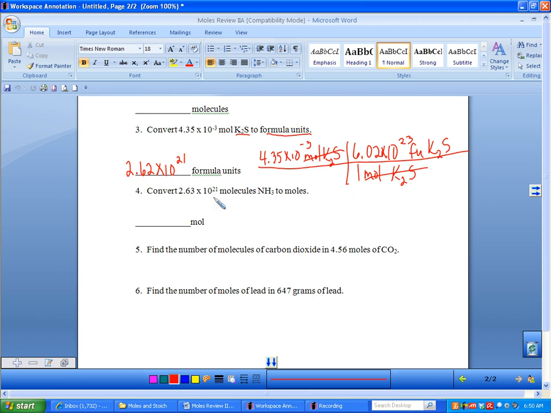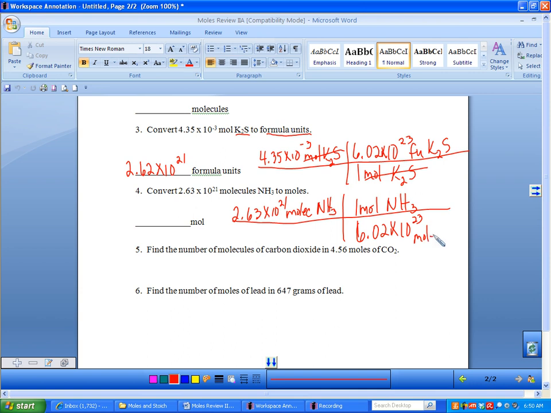Now I want to take my molecules of NH3, 2.63 times 10 to the 21 molecules of NH3, and I want to convert that to moles. Well, 1 mole of NH3 has Avogadro's number of molecules, 6.02 times 10 to the 23rd molecules of NH3.